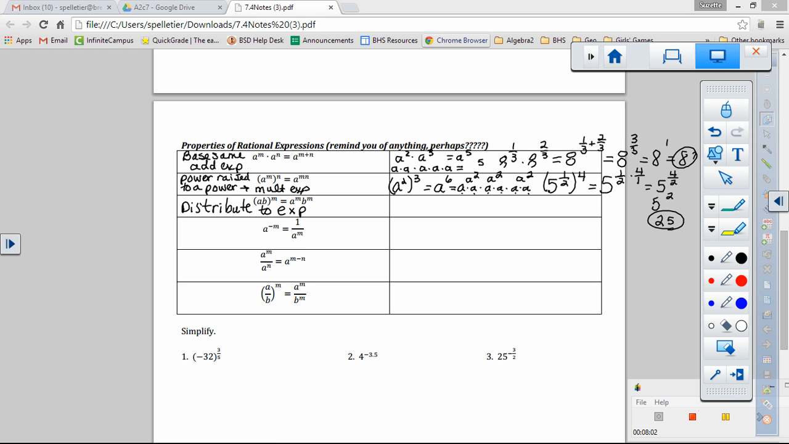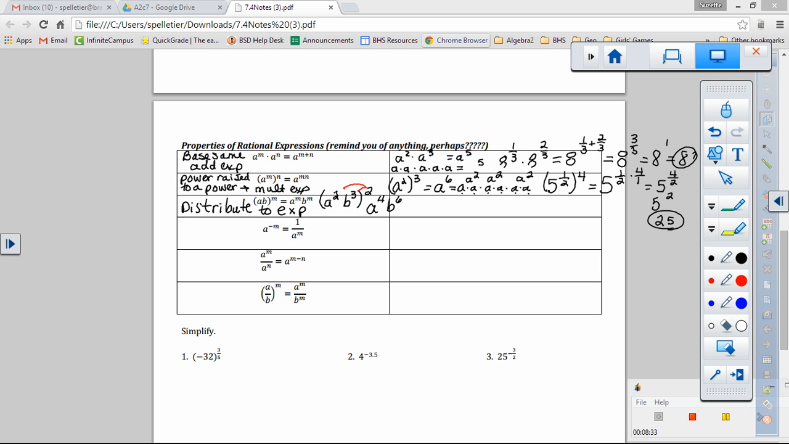So if, for example, I had a squared b to the third, and I was squaring that, then I am essentially going to be distributing. And when we distribute, we multiply. So that's going to become a to the 2 times 2, or 4, and b to the 3 times 2, or 6. Okay, a to the fourth, b to the sixth. You're going to distribute to the exponents.